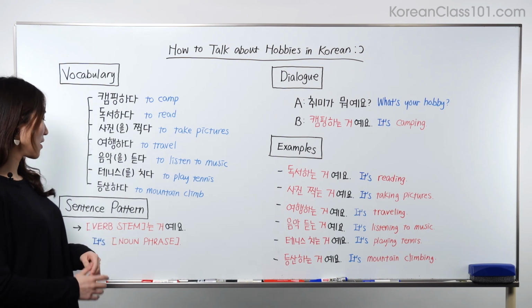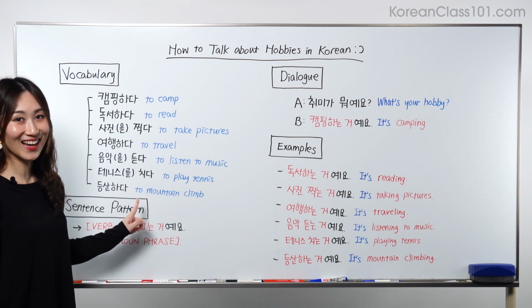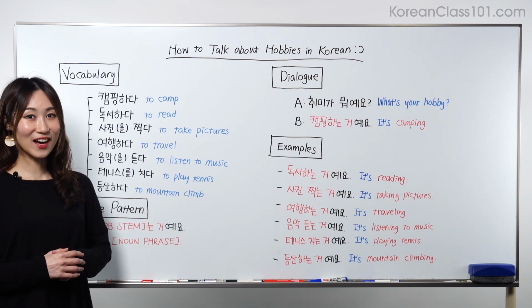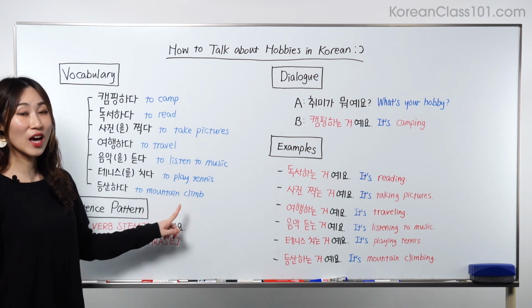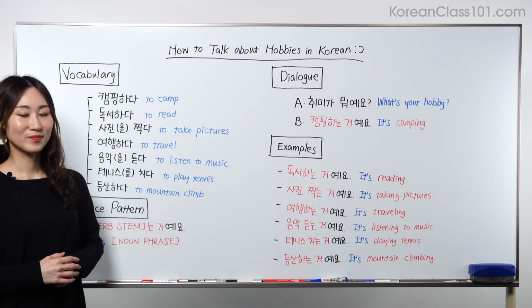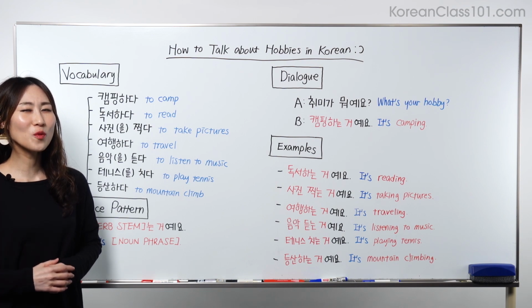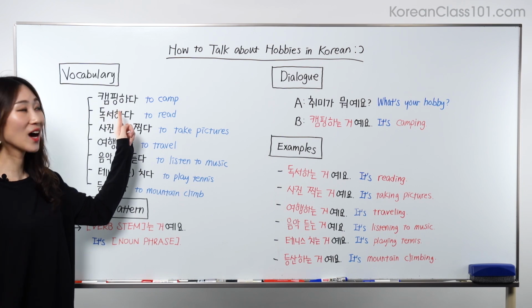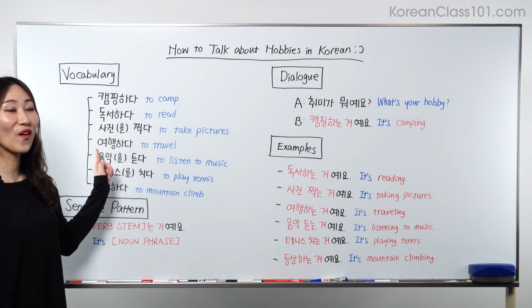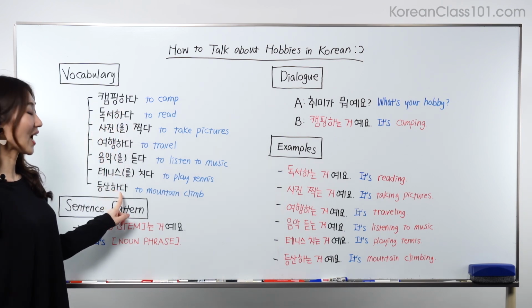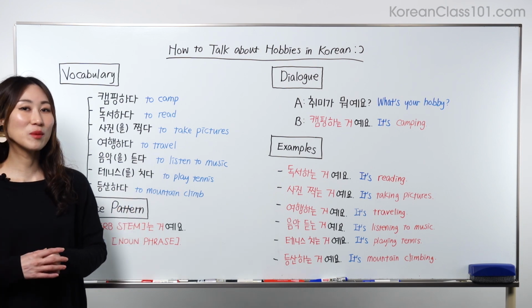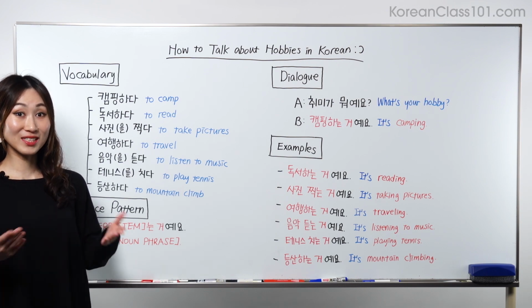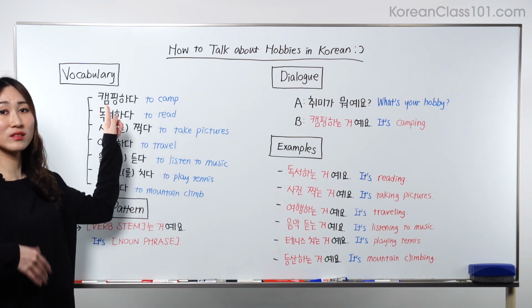The next one we have is 등산하다. It means to mountain climb or climb a mountain. Do you see a lot of 하다 in these verbs, such as 캠핑하다, 독서하다, 여행하다, 등산하다? Yes, 하다 verbs are very common. But when you omit 하다, it becomes a noun. So 캠핑 means camping.